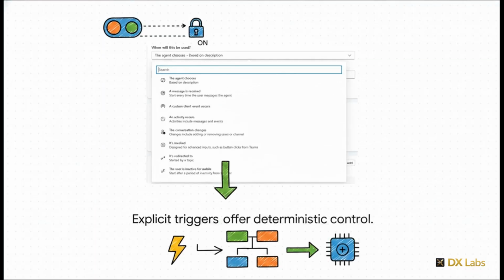Explicit trigger events completely bypass natural language matching. They offer you pure deterministic control. You're going to use this approach when your routing needs to be 100% predictable, regardless of how the user phrases things, or when the child agent needs to handle a specific system-level event instead of a standard conversational query. Let's look at a few of the most critical system-level triggers you'll be leaning on.